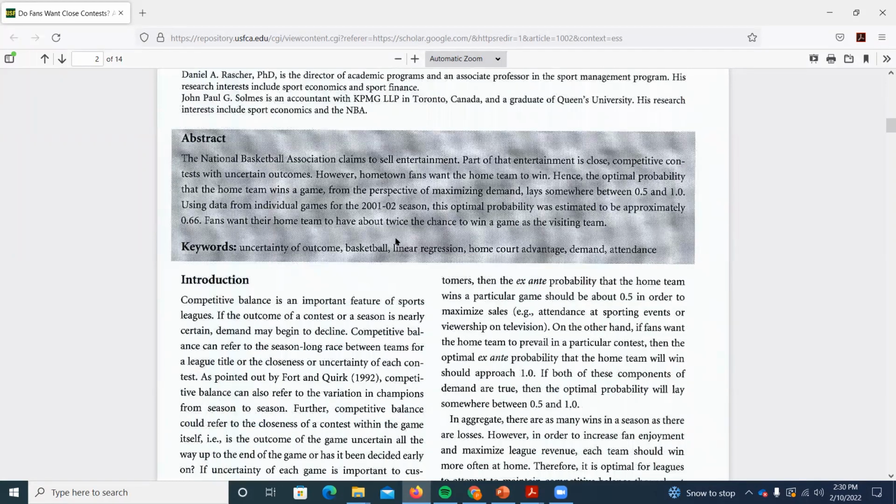Really what this paper gets at is that people do like uncertainty of outcome. However, it's sometimes masked by their desire to see their home team win. They want to see a good game, but they also want to see their team win, so there's constantly this battle between the two.